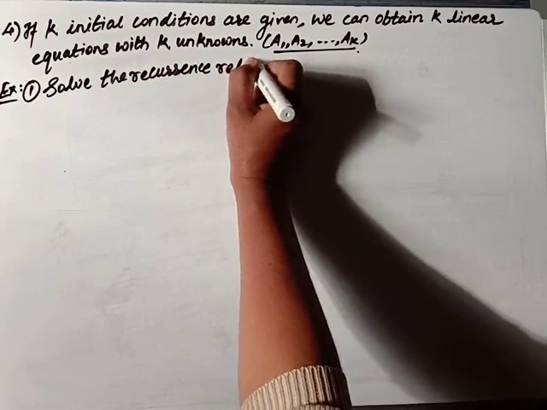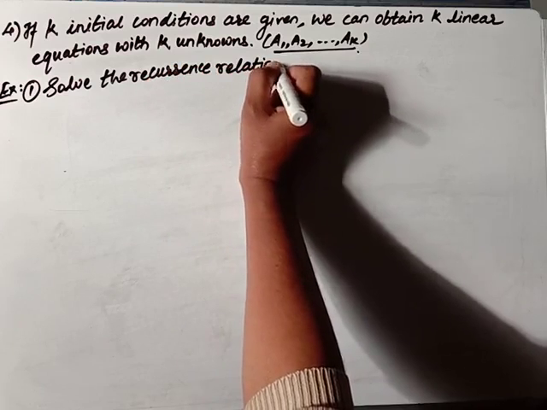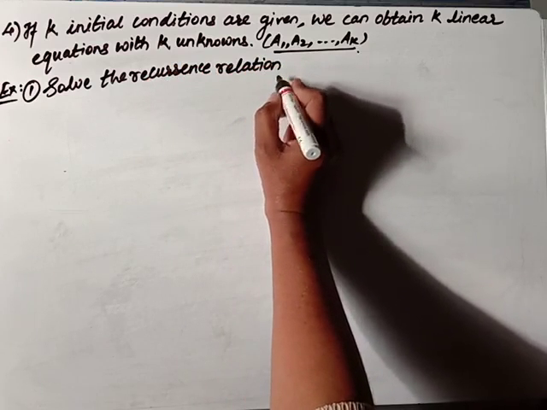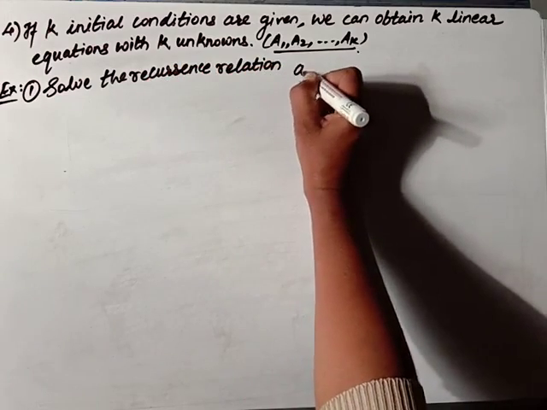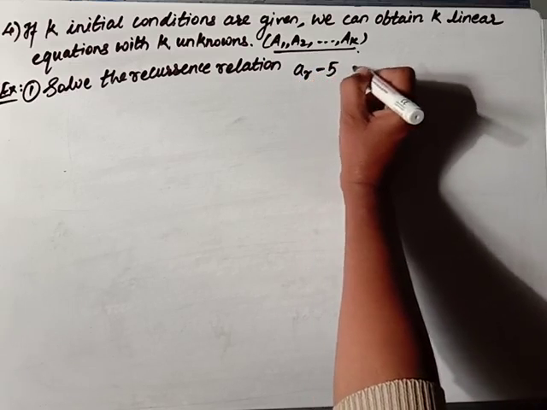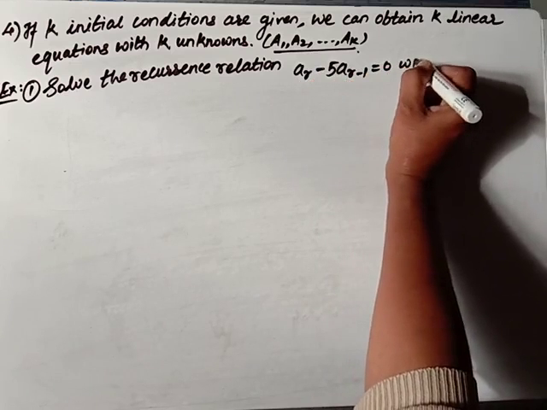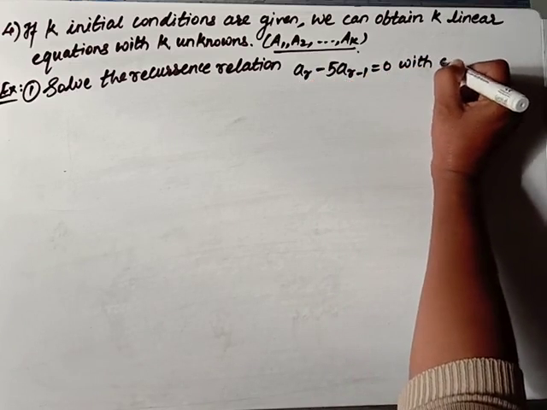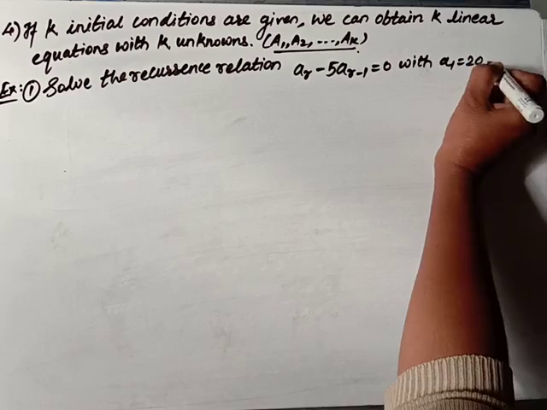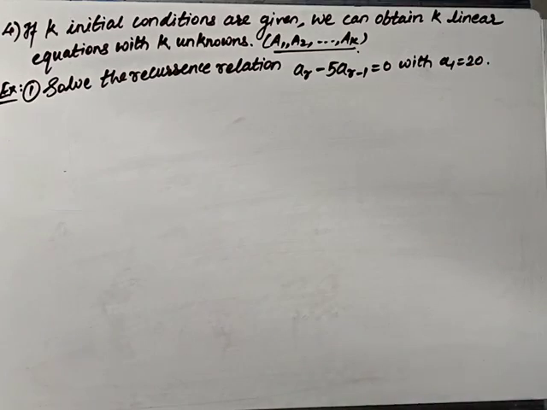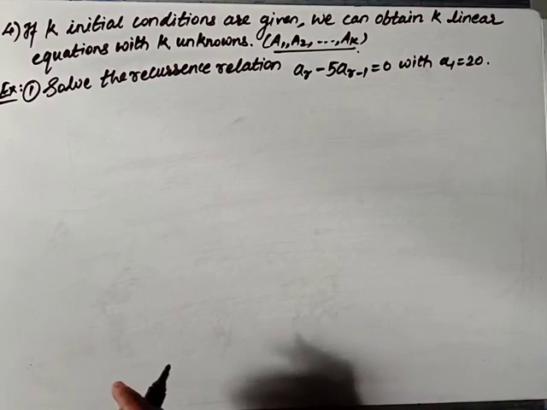Solve the recurrence relation. Suppose the relation given to us is a_r minus 5 a_(r-1) is equal to 0, with a_1 equal to 20. This is given to us. Now, what are the steps? First of all, we have to write the characteristic equation.